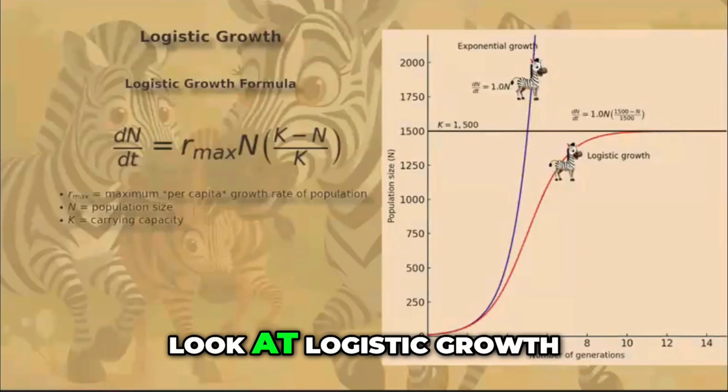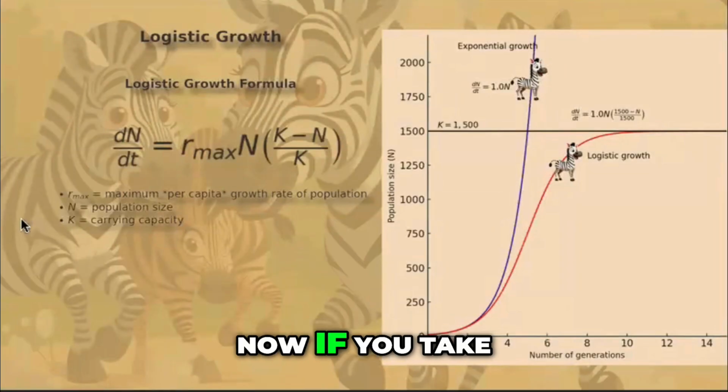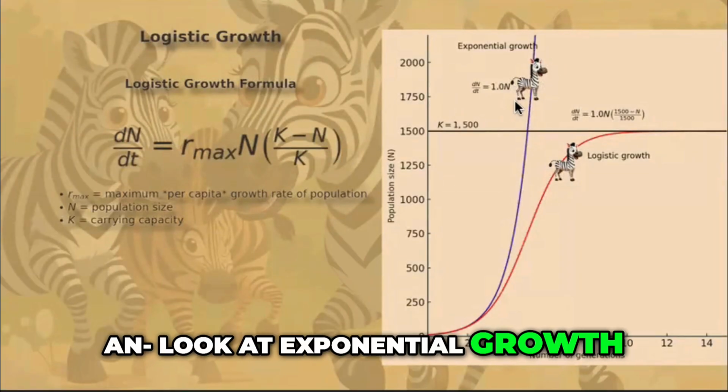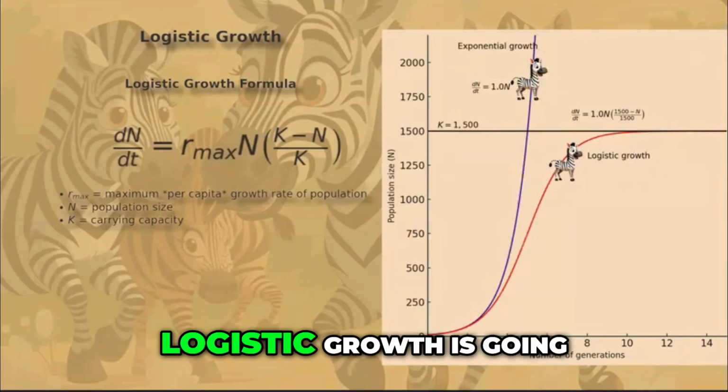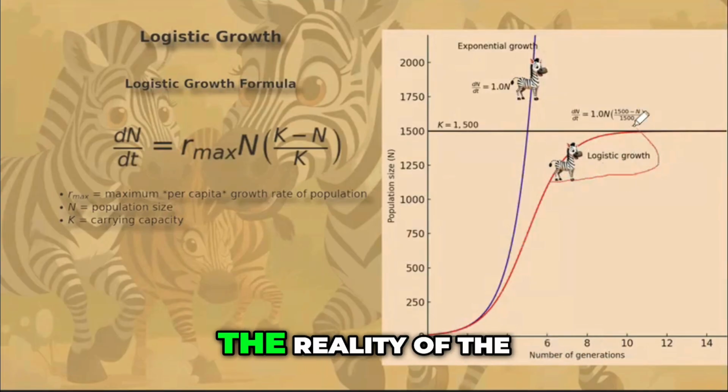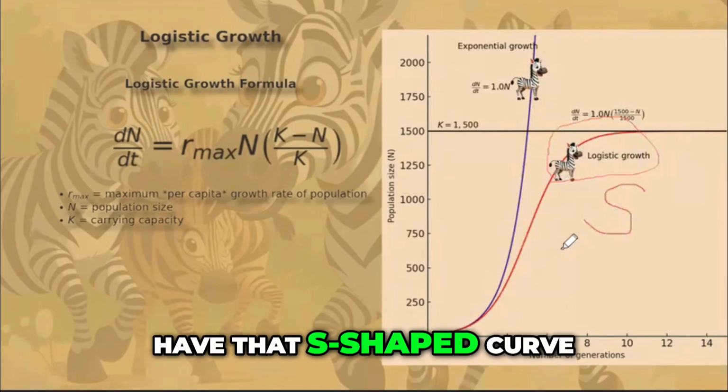Now let's take a look at logistic growth. If you take a look at exponential growth, remember it overshoots upward. And logistic growth is going to take into account the reality of the factors, and then you have that S-shaped curve.